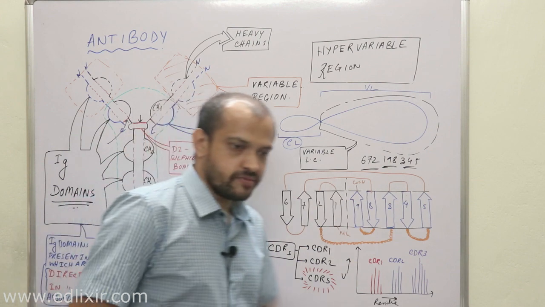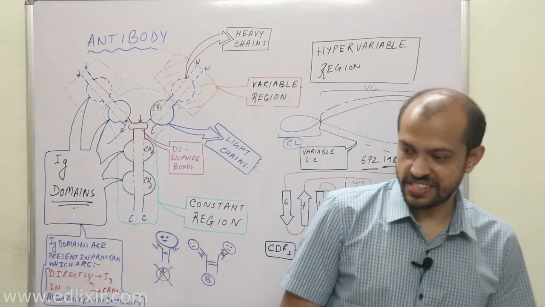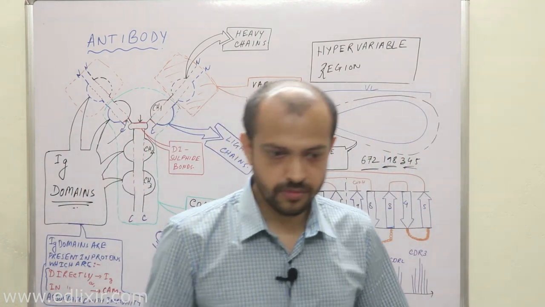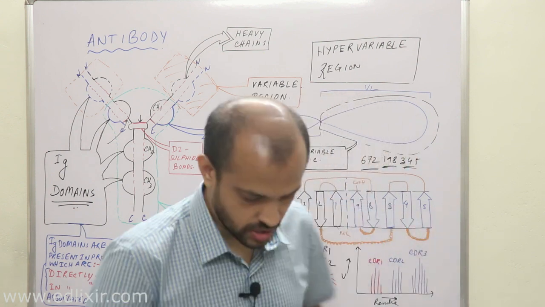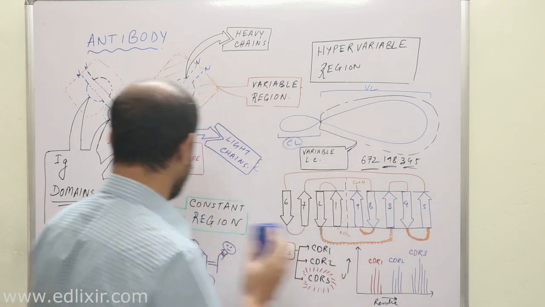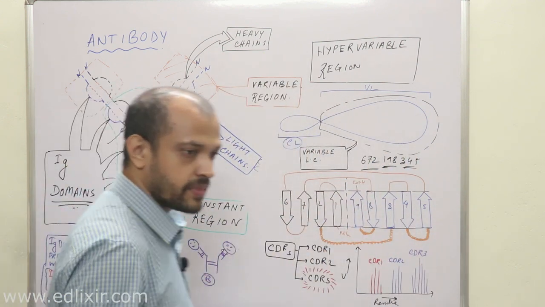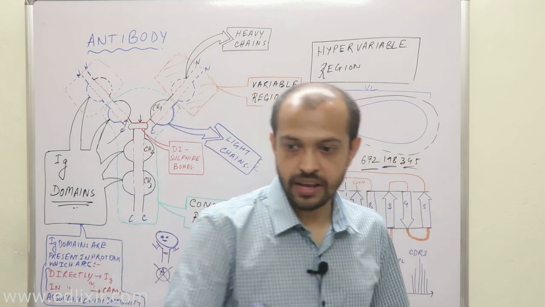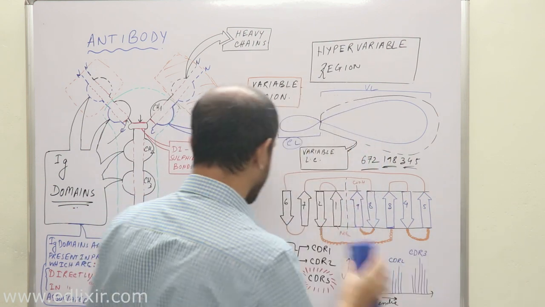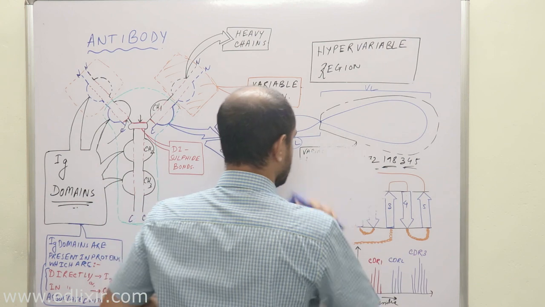So now we know what is the hypervariable region or complementarity determining region, right? Which is used for binding antigen. Now listen with all your attention. Now we will be dealing with a very, very important topic, that is proteolytic digestion of antibodies. Okay. Proteolytic digestion of antibodies.